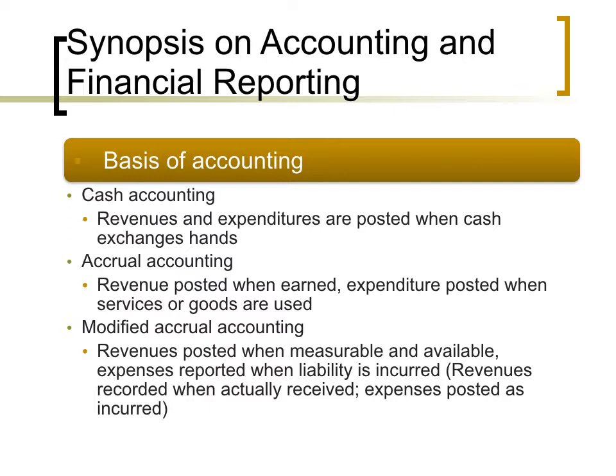Now, GASB highly recommends that governments operate within the basis of accounting known as modified accrual accounting. What modified accrual accounting does is it takes cash accounting and accrual accounting and uses the most conservative components of both of those bases of accounting. So what do I mean? Modified accrual accounting refers to revenues being posted when measurable and available, and expenses being reported when a liability is incurred. On the other hand, you don't report revenue until you actually receive the money. However, you report expenditures when the transaction takes place.